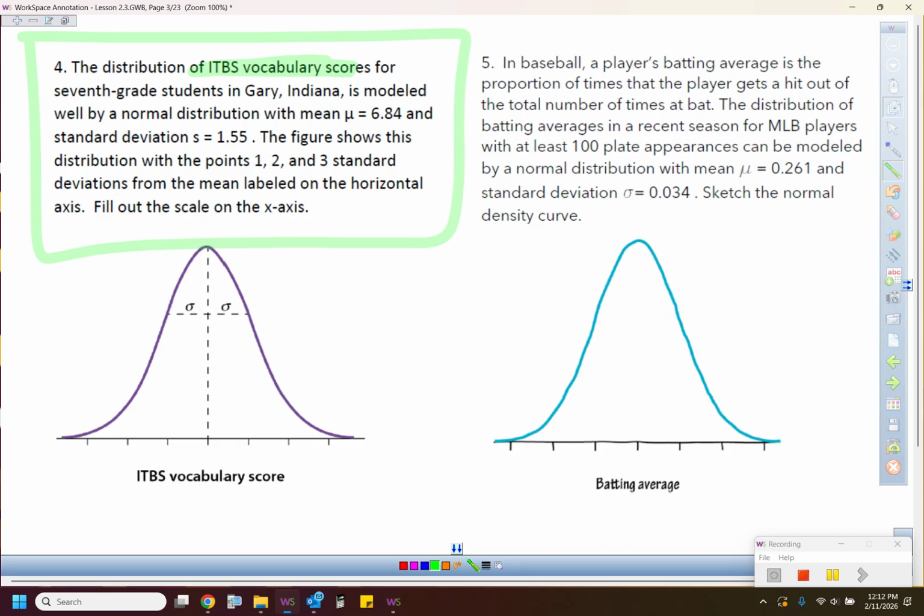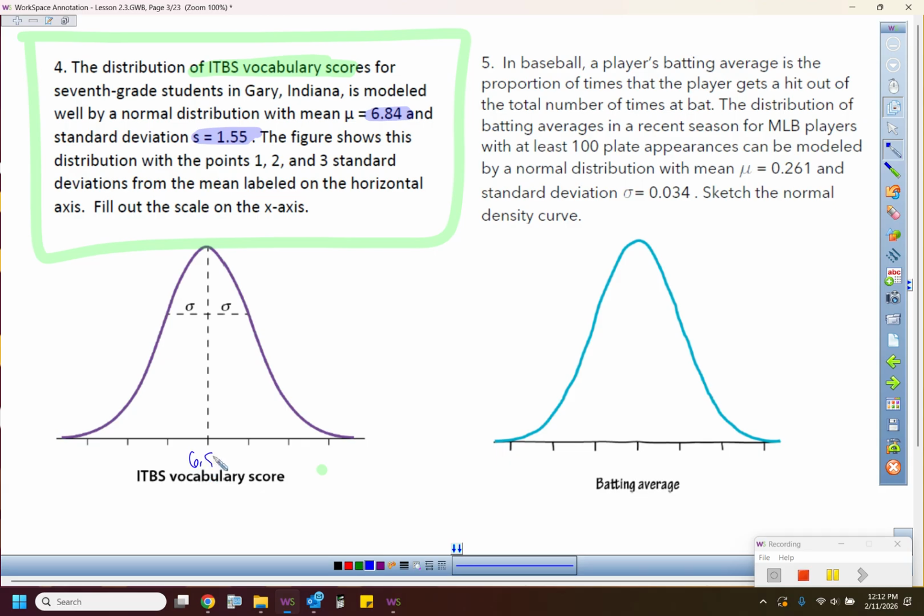And this class of 7th graders had an average of 6.84. Are you cool with that? So whatever the scoring scale is, the average was 6.84 and a standard deviation of 1.55. They say, fill that out on this guy right here. Well, I don't want to add all these weird numbers together.